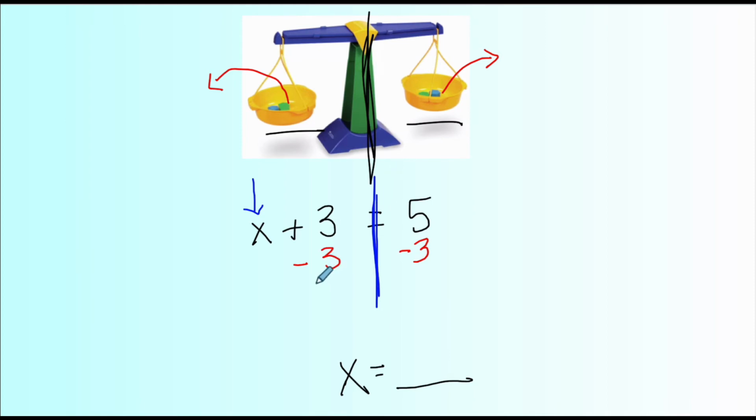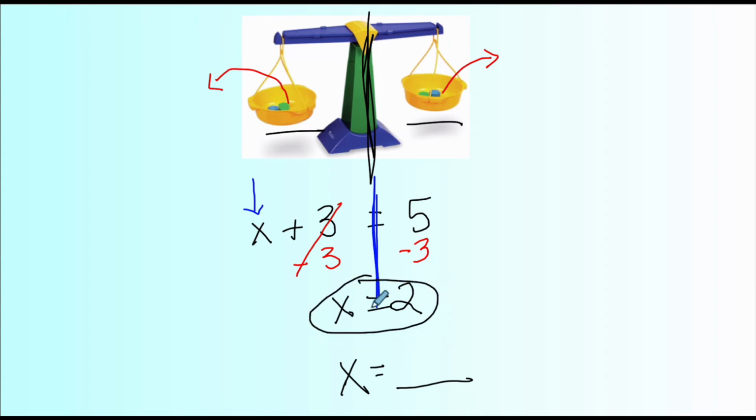So if I'm taking 3 off of this side, I'm taking 3 off of this side as well. Now, when I do plus 3 minus 3, those are inverse operations, so they cancel out. And what's left is x, because I got rid of the plus 3. And now we're at equals. And then on my right side of the equation, 5 minus 3 is 2. And I've gotten to where I want to get.